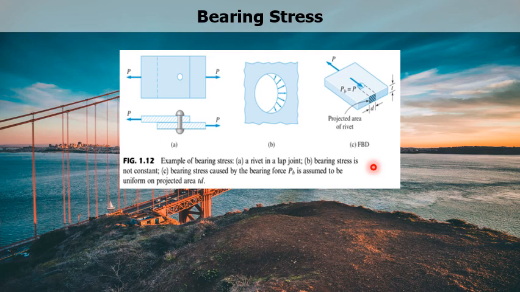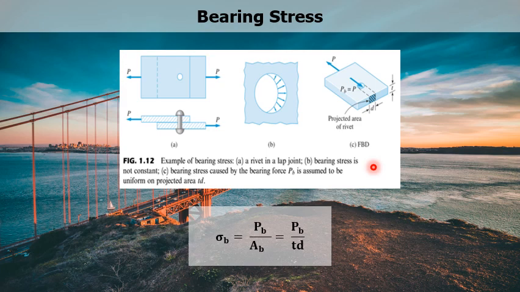As I've said, bearing stress is a normal stress. Bearing stress, denoted by sigma B, is equal to PB over AB, wherein PB is the bearing force and AB is the bearing area, or the area resisting the bearing force. That is equal to PB over our projected area, which is simply TD. So that is why we have TD in the denominator.